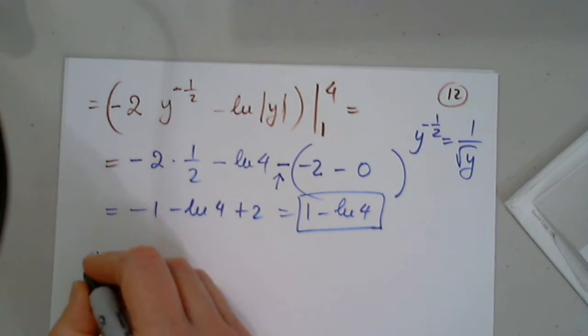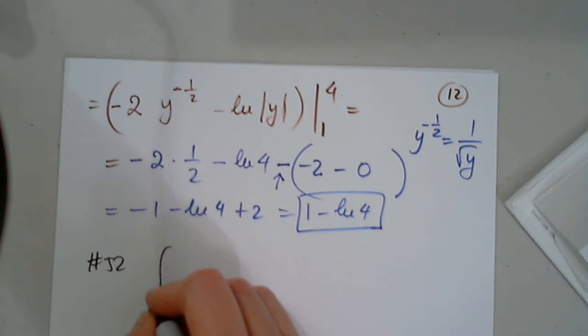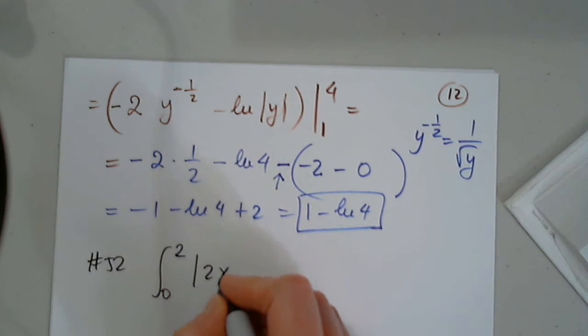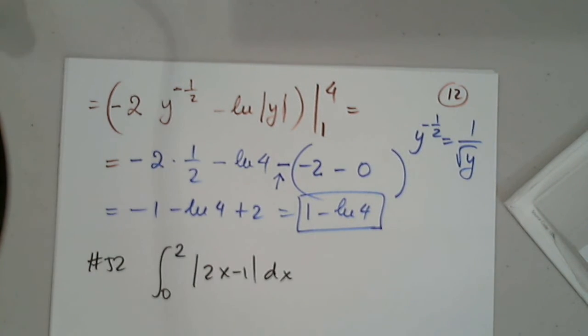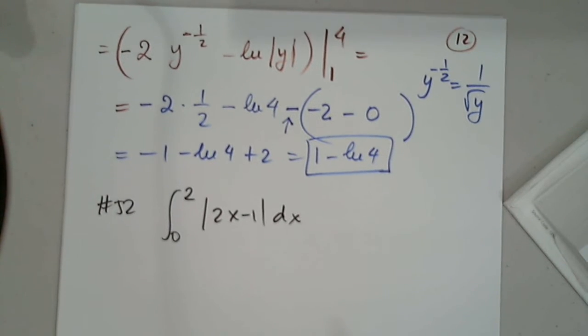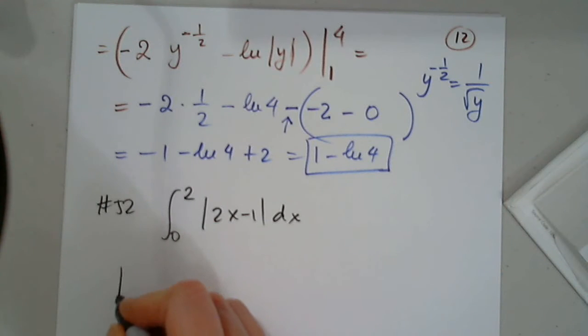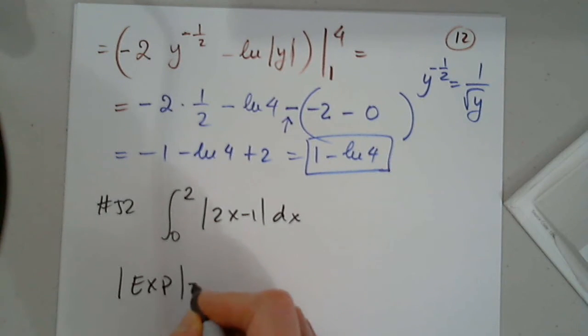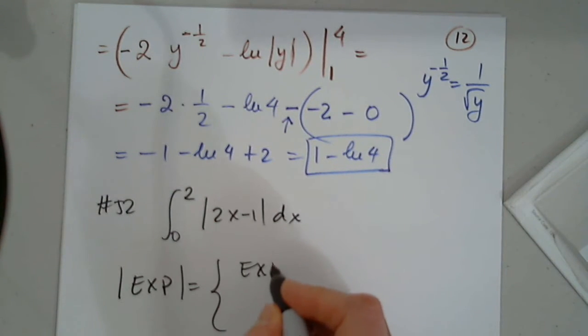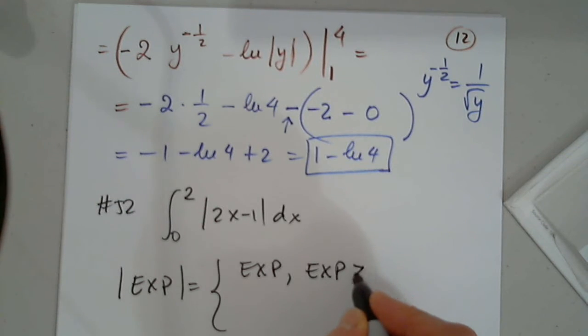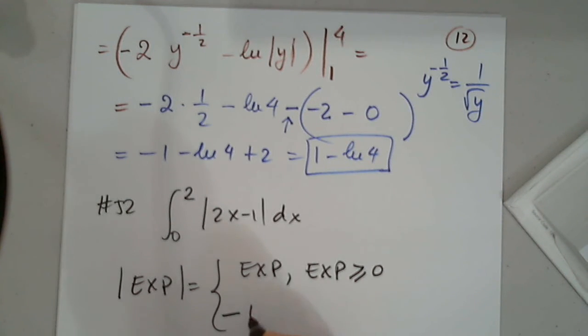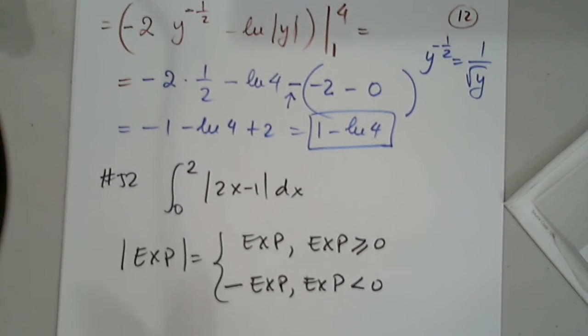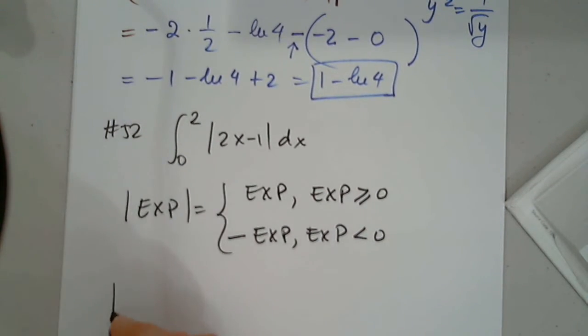52, very good. So let me copy it. So 52, the integral from 0 to 2 of the absolute value of 2x minus 1 dx. So that's why a long time ago I tortured you with this absolute value. So remember, the absolute value of an expression is the positive expression if the expression is greater than or equal to 0, is the opposite of the expression if the expression is less than 0. All I have to do is just mimic this for the absolute value of 2x minus 1.